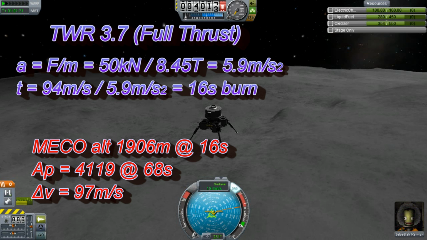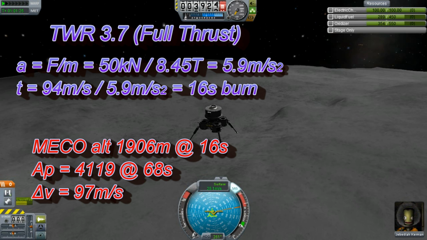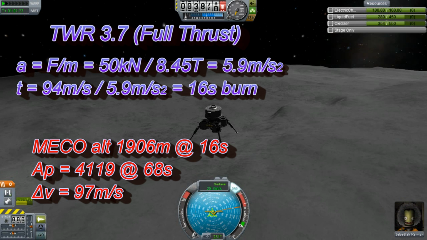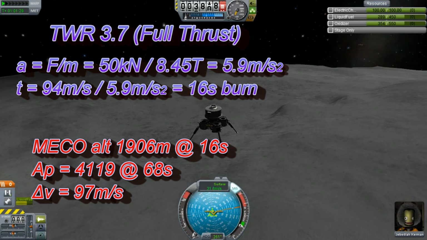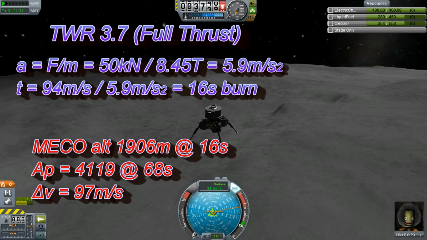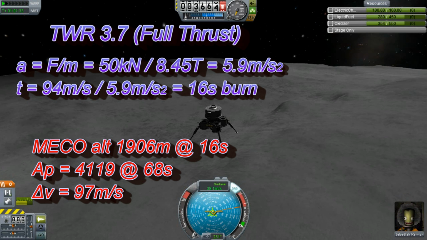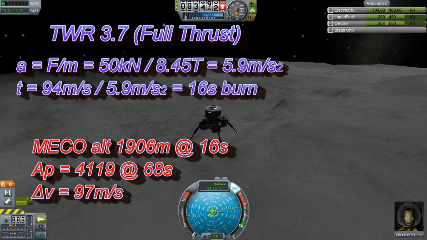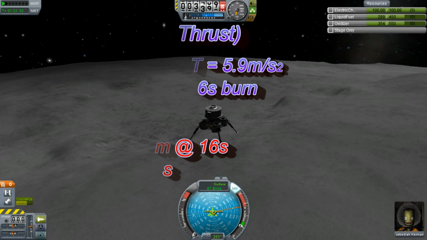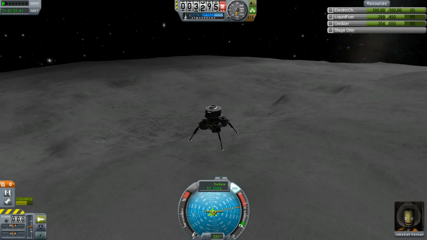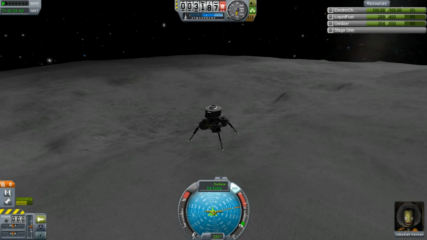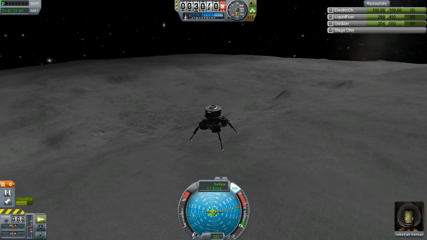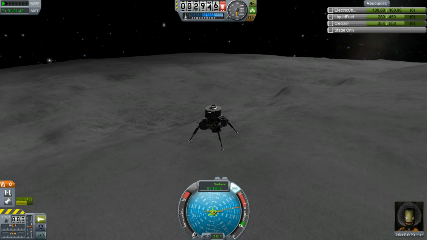And again, on the way back down, this is where the suicide burns come in. If we burn the engines at around 1,900 meters, where we stopped our engines on the way up, then 16 seconds at full throttle should see us halted at zero velocity somewhere above our starting altitude of 1,250.